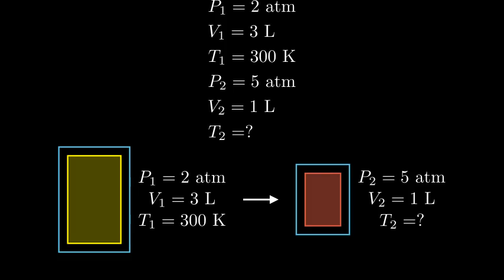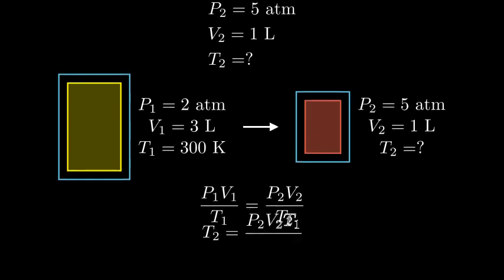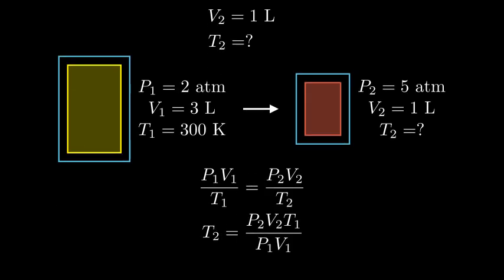To solve this problem, we'll use the combined gas law. The combined gas law states that P1V1 over T1 equals P2V2 over T2. To find T2, let's rearrange the equation. Multiply both sides by T2. Then we get T2 equals P2V2T1 over P1V1.